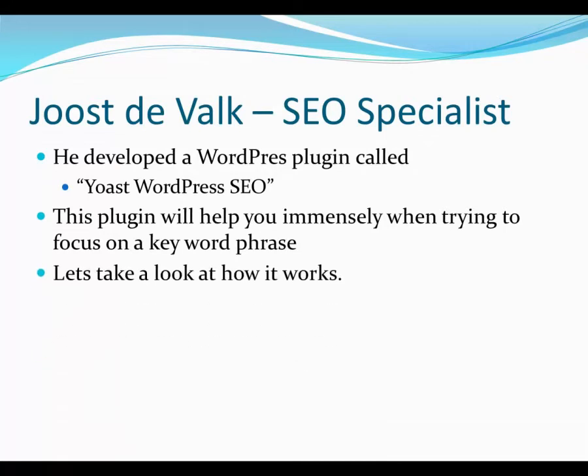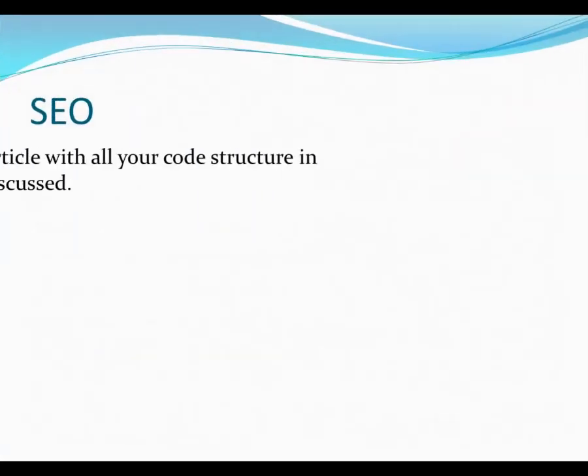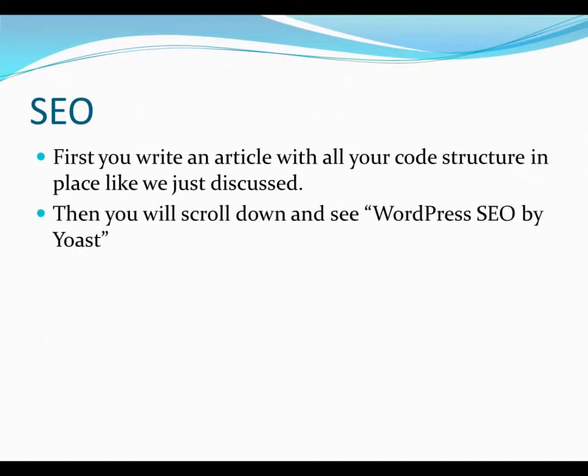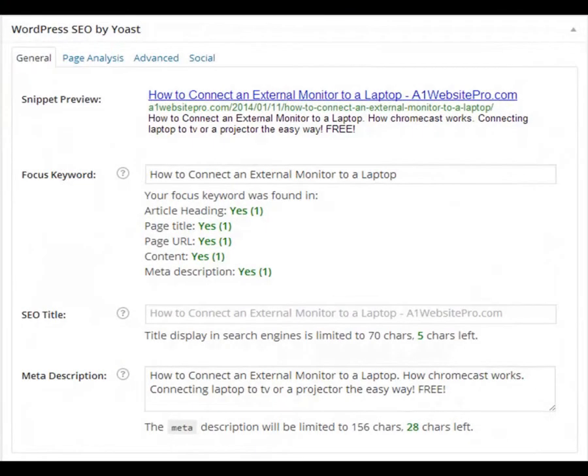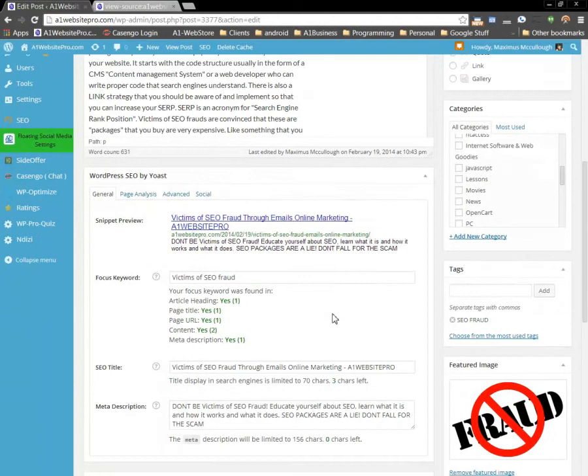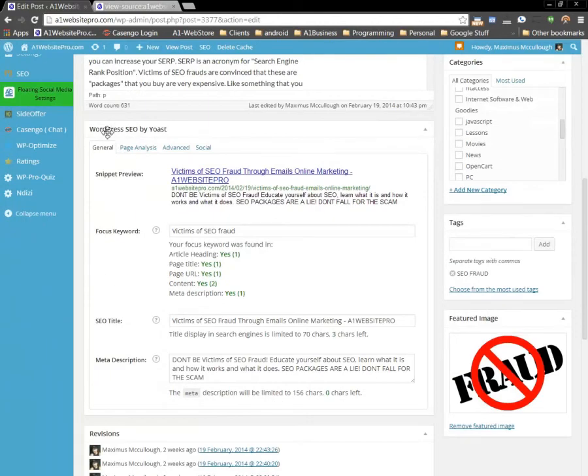Okay, let's take a look at how it works here. So first you'll write an article with your code structure in place, like we just discussed. Then you're going to scroll down and see WordPress SEO by Yoast. Okay, so here we have the plugin, and this is right below. In fact, I'll give you another little example here. You can see on my website, if I scroll down, I got the little green light here, but I have WordPress SEO by Yoast. Okay.